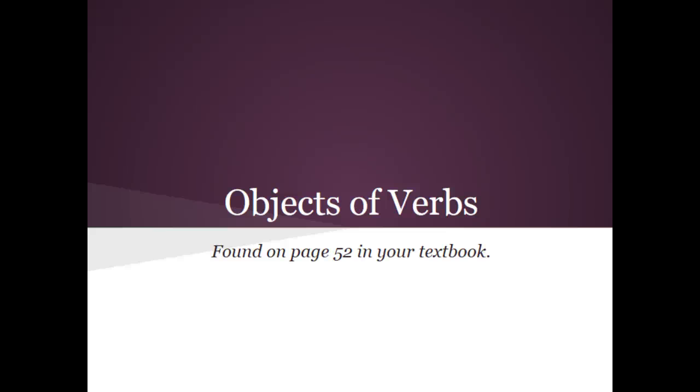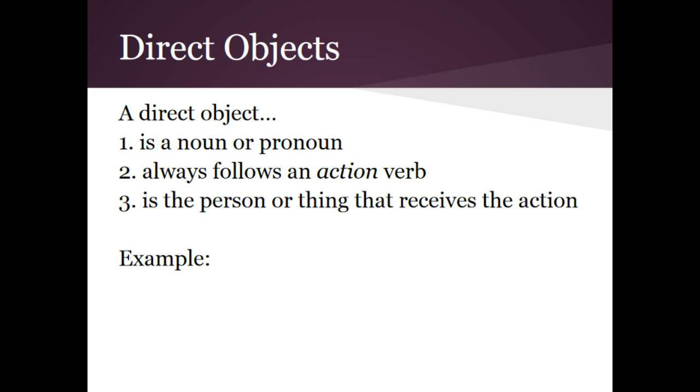Welcome back. Today we're going to talk about objects of verbs. This could be referenced on page 52 in your textbooks. The two types of objects we're going to talk about are direct and indirect. Let's start. Direct objects are always nouns or pronouns, and they will always follow an action verb, always.